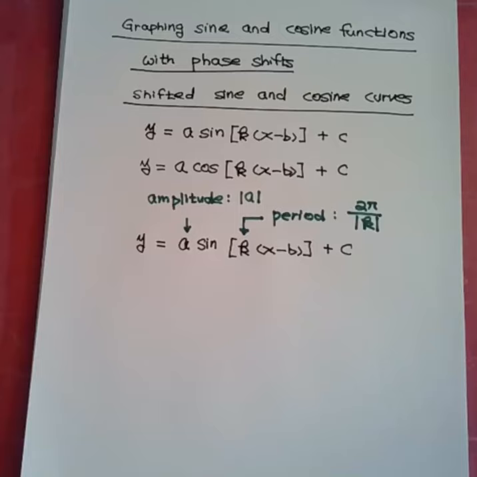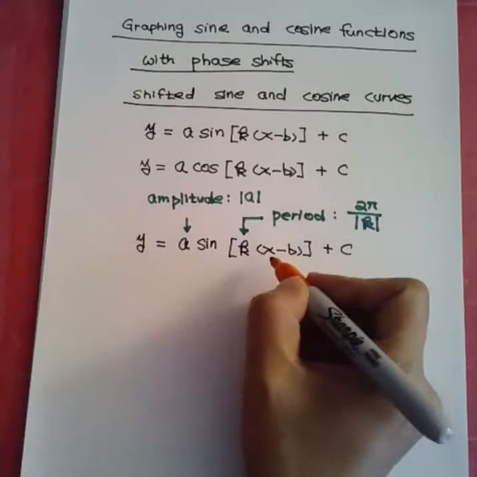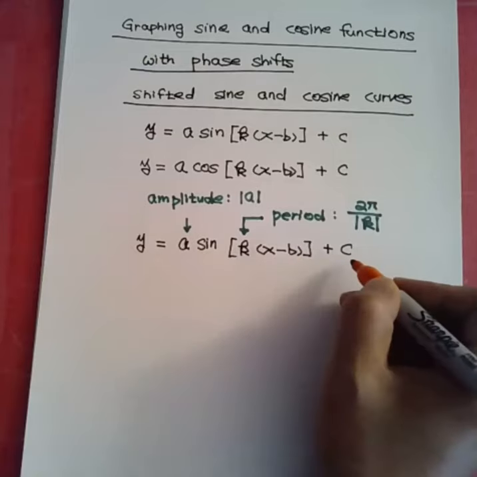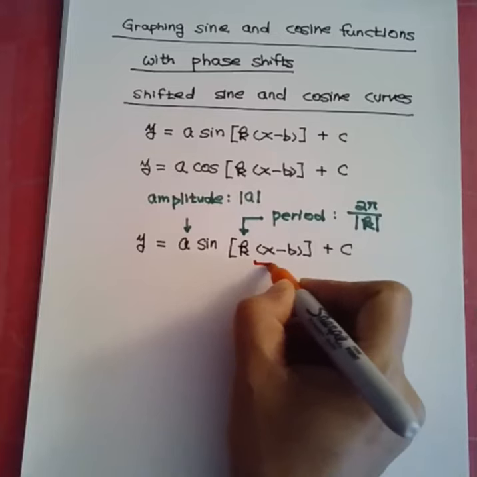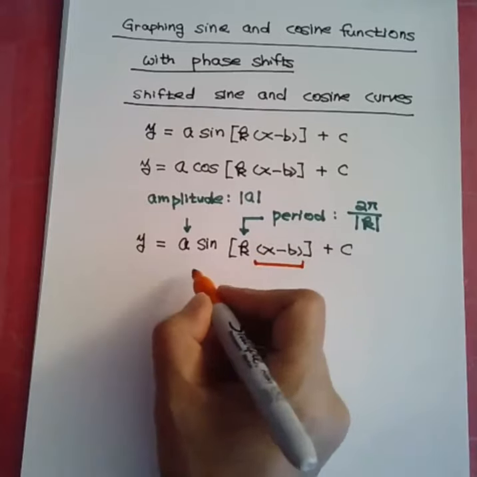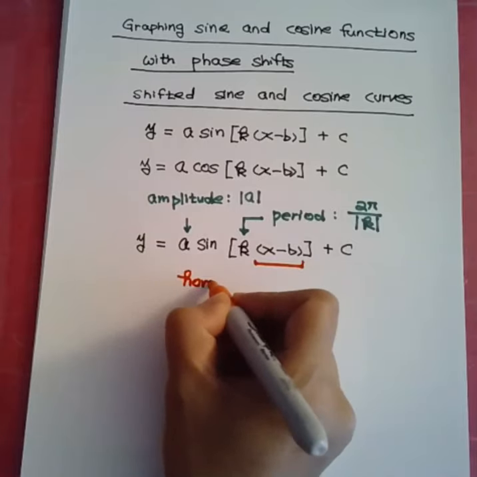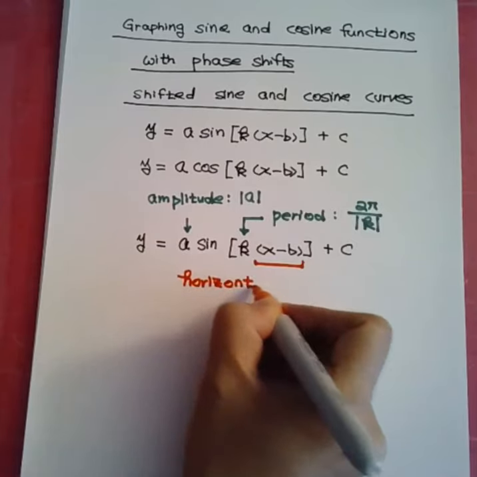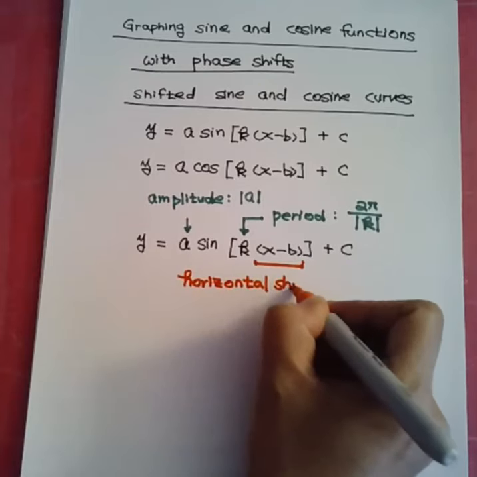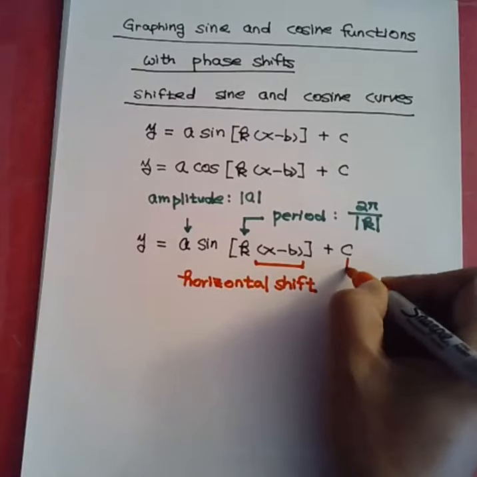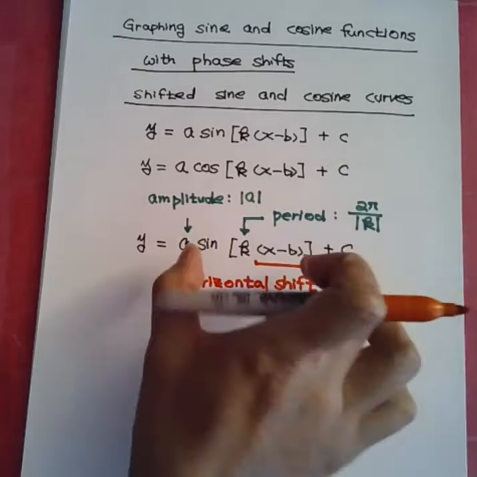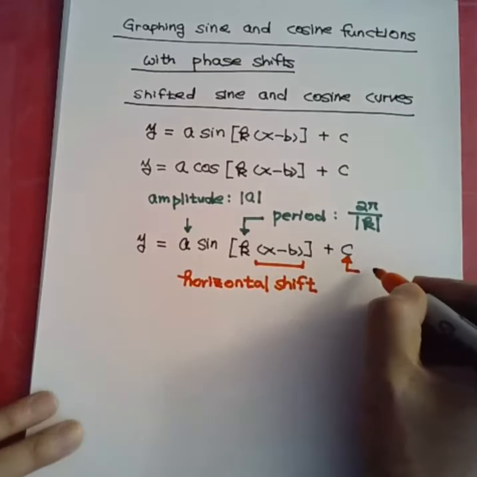The difference between the previous patterns and this pattern is b is subtracted and c is added. When the number b is subtracted directly from x, that indicates the horizontal shift. When the number is added to the entire function, that is vertical shift.